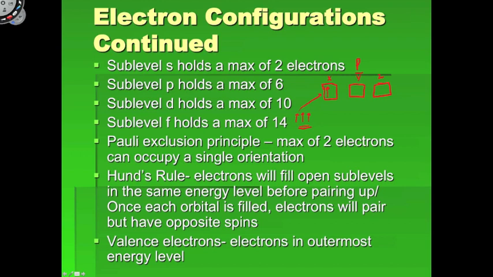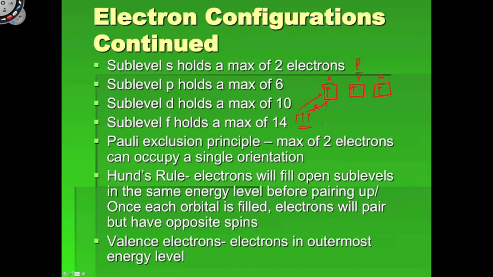Now, go back to Hund's rule. Electrons will fill open orientations before they'll pair up. So the second guy does not go here. He goes here, like that. And the third guy, where do you think he goes? Well, he goes here. All right.